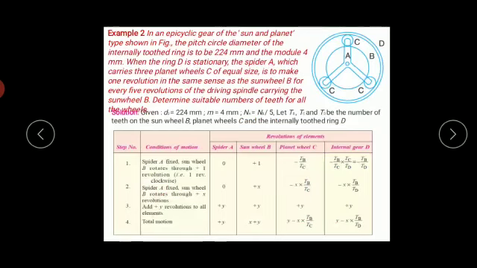Okay. We'll move on to the next problem, example number 2. In an epicyclic gear train of the Sun and planet type, which is shown in the figure, the pitch circle diameter of the internal tooth ring is 224 and the module is 4. When the ring D is stationary, the spider A, which carries 3 planet wheels C of equal size, is to make 1 revolution in the same sense as the Sun wheel B for every 5 revolutions of the driving spindle carrying the Sun wheel B. Determine suitable number of teeth for all the wheels.